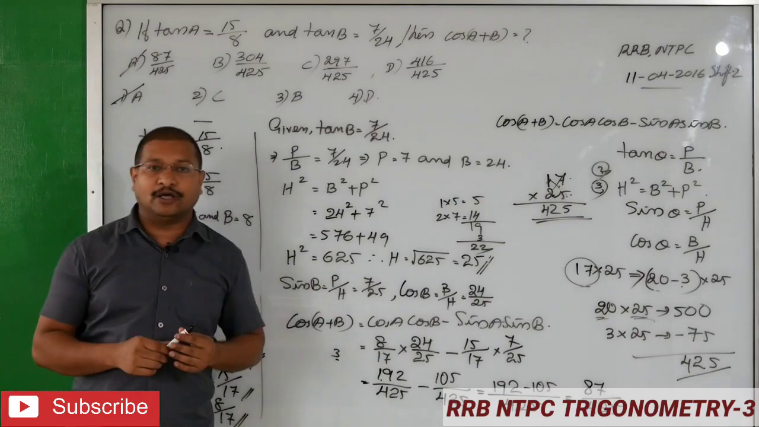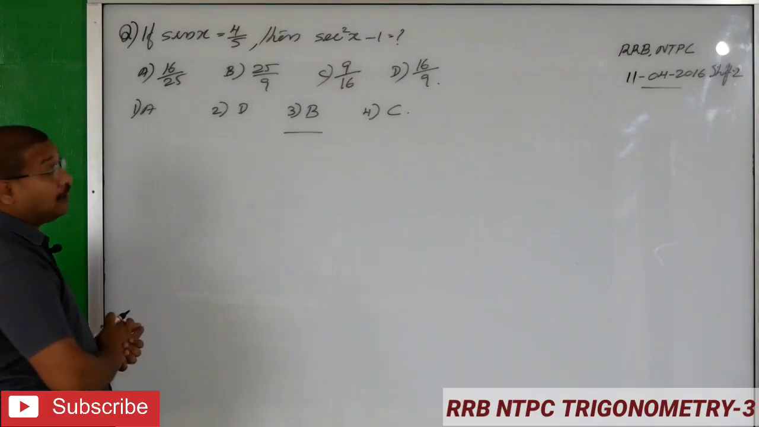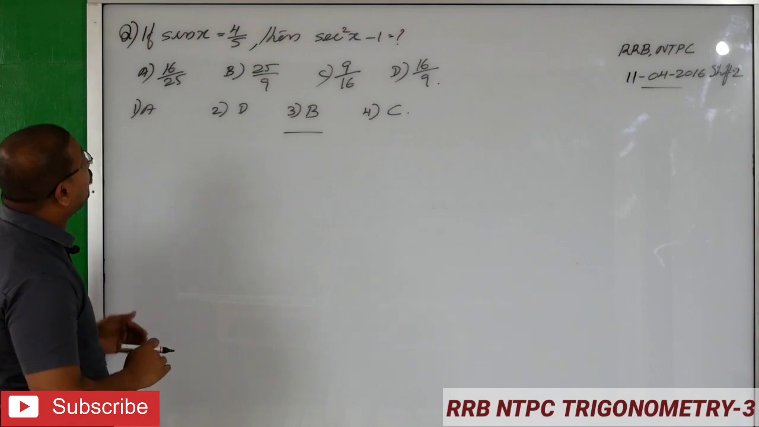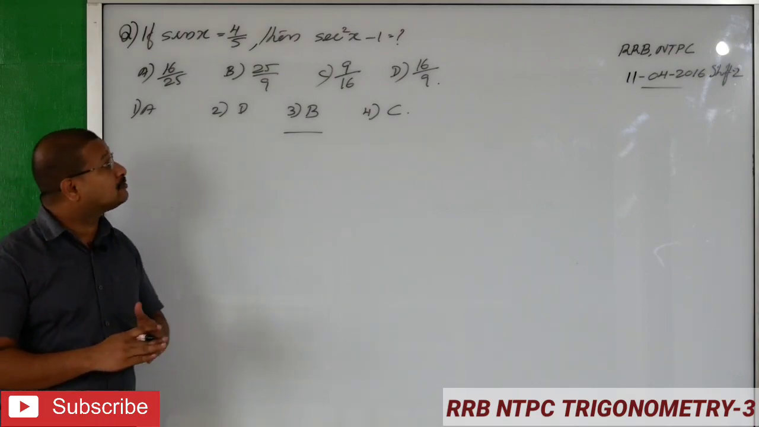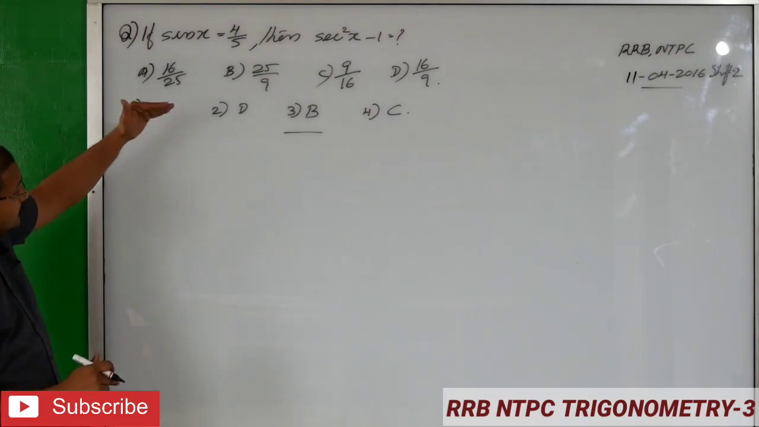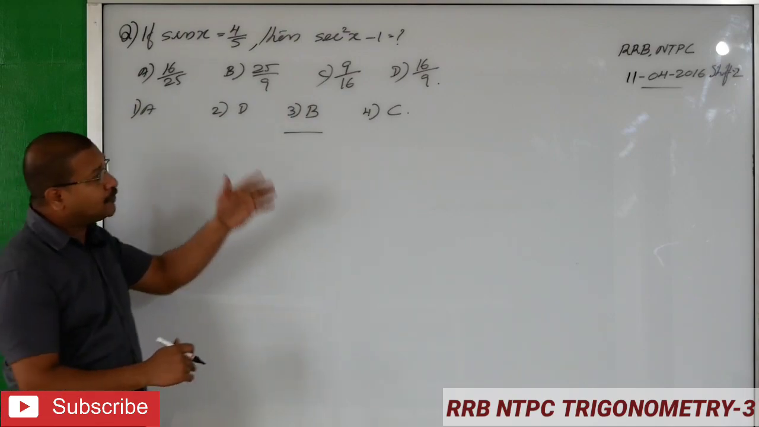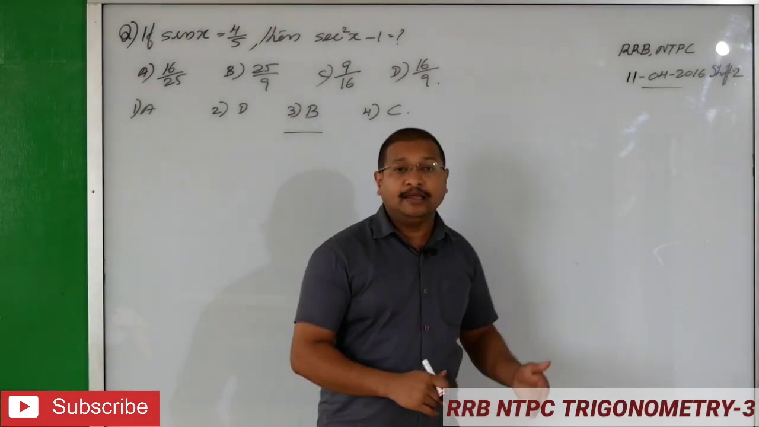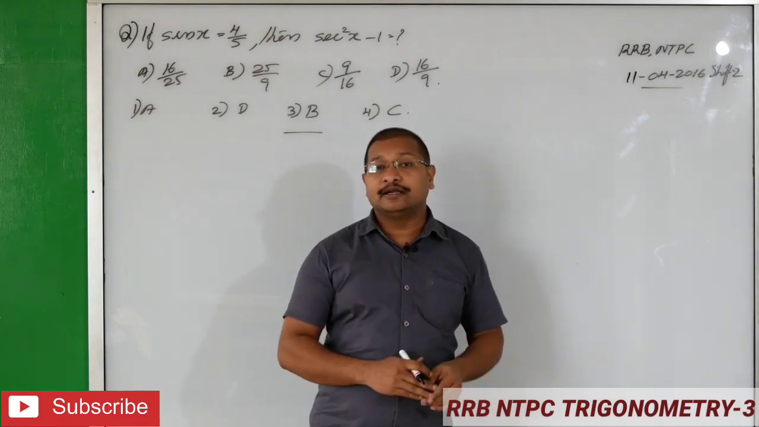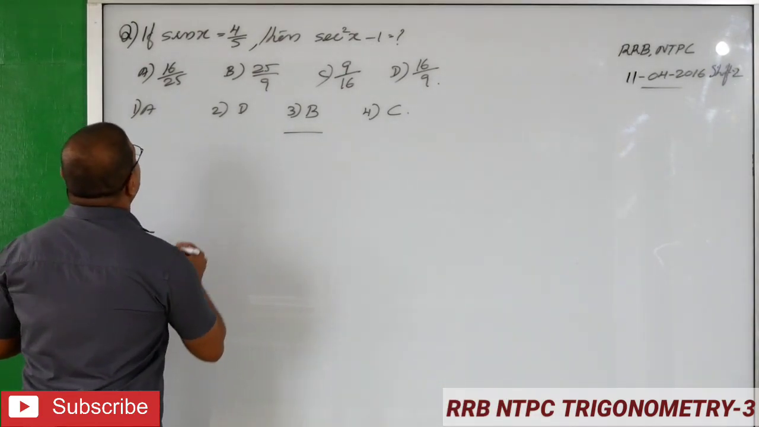Ready? Let's go to the next question. I'll read the question once. If sin x equals 4 by 5, then sec square x minus 1 equals question mark. Answer is given and the options are there. Of course, it came in RRB NTPC 11/4/2016 shift 2.